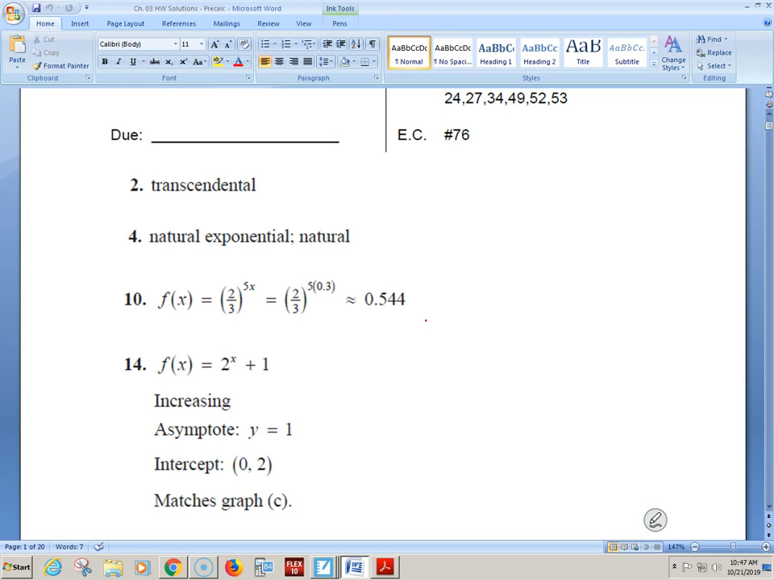Number 2, transcendental. Number 4, natural exponential. I think that's the name for E or something, right? E is the natural number. Yeah. Number 10, that was like a plug and chug to your calculator.